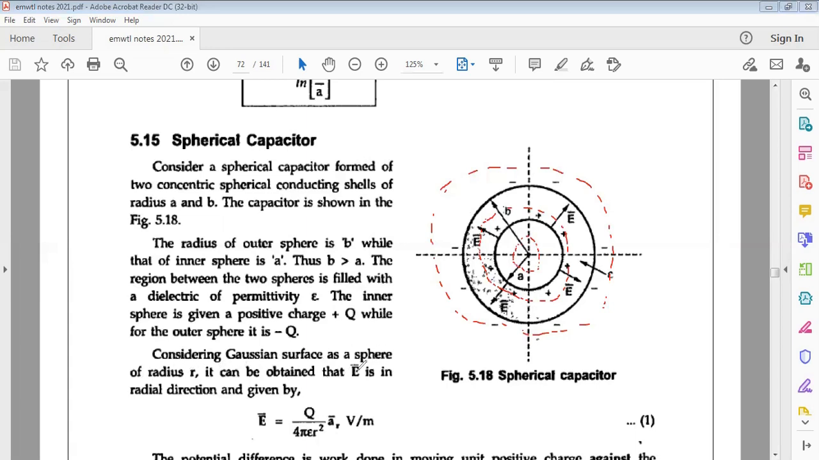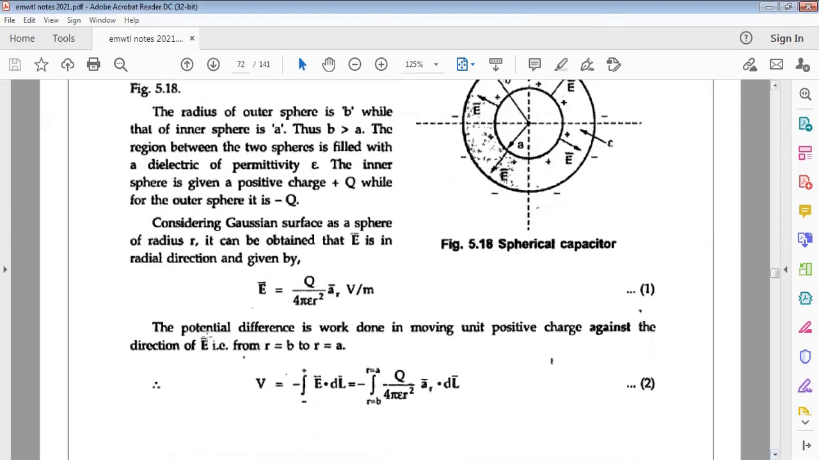It can be obtained that E bar is in the radial direction and is given by a point charge. We know the electric field intensity is Q by 4 pi epsilon naught R square into a_R bar, volts per meter. And the potential difference is the work done in moving a unit positive charge against the direction of E bar, from R equal to B to R equal to A.